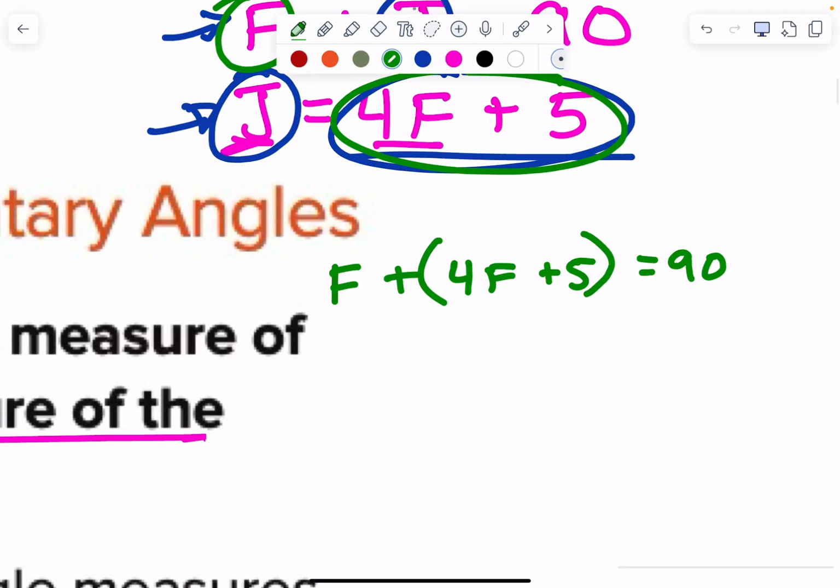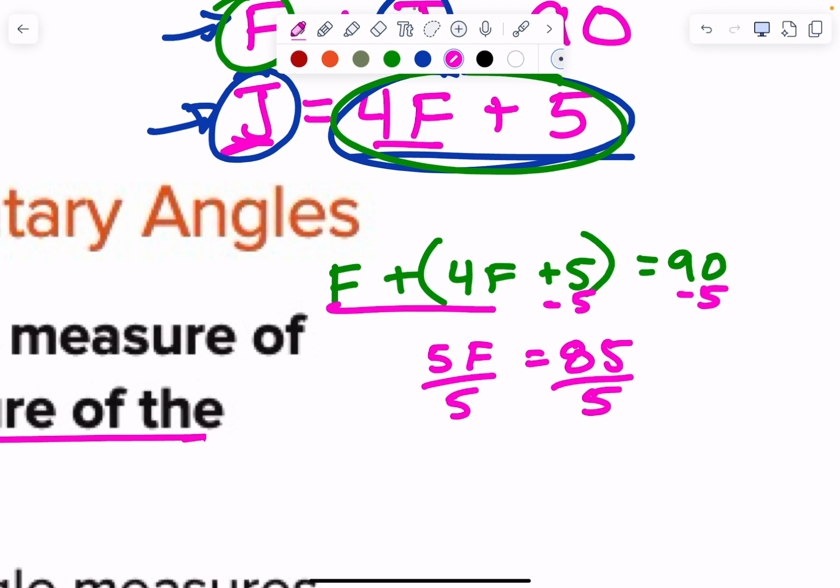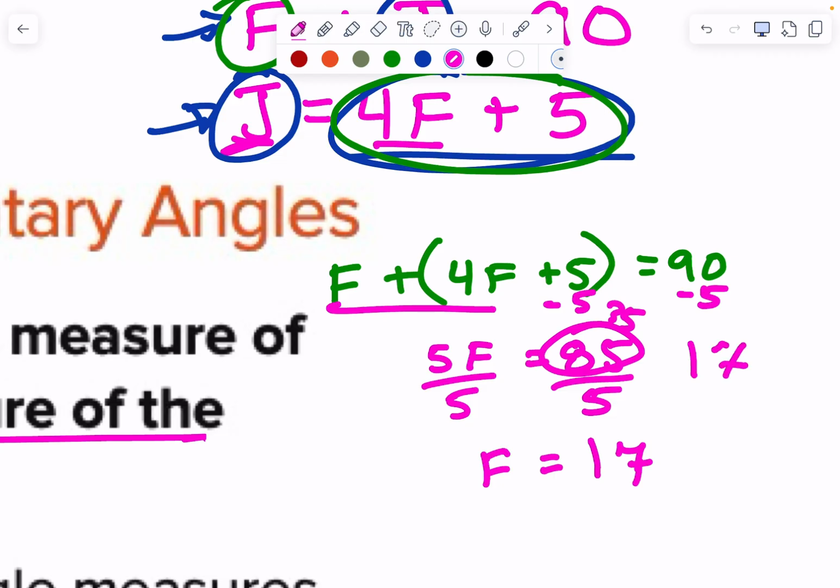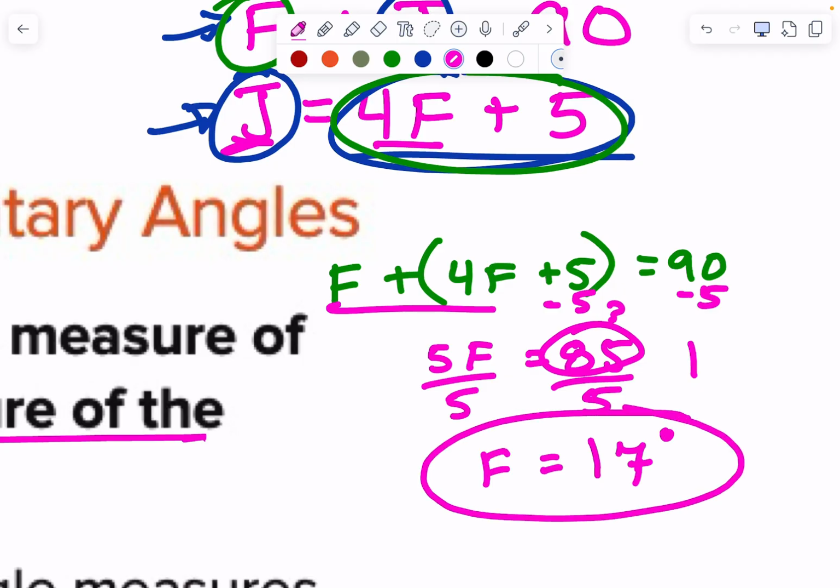All right, now let's simplify. What do we got? 5F. I'm going to subtract the 5 over to the other side. Can I do that? Equals 85, and then divide by 5. So F is 17. Can you do that in your head? 85 divided by 5. 8 divided by 5 is 1 with 3 left over. So then you have 35, and that's 7. So F is 17 degrees.